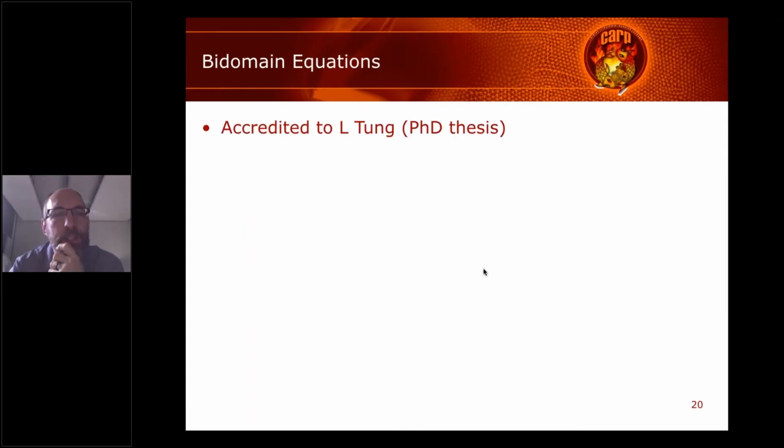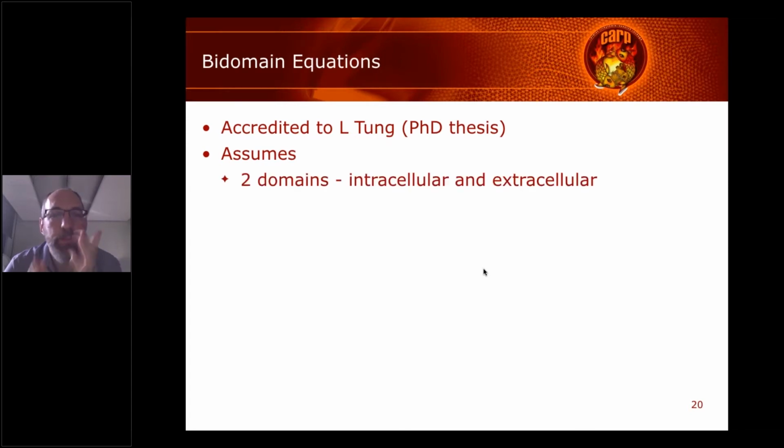So to describe the electrical activity of a piece of tissue, we always refer to the bidomain. A lot of people refer to the bidomain equations, which Leslie Tung wrote about in his PhD thesis in 1978. What do the bidomain equations assume? They assume, one, we have two domains: an intracellular and an extracellular domain. So we have a space that's inside the cell and a space that's outside the cell.